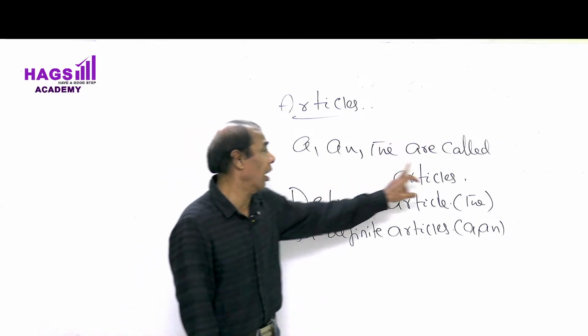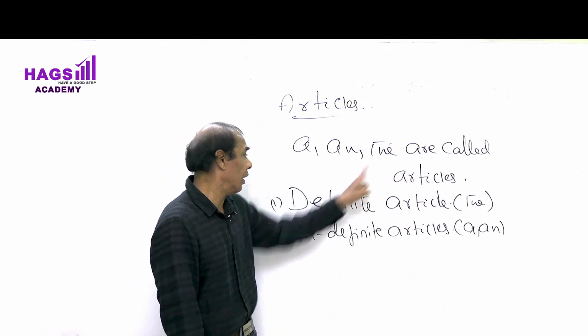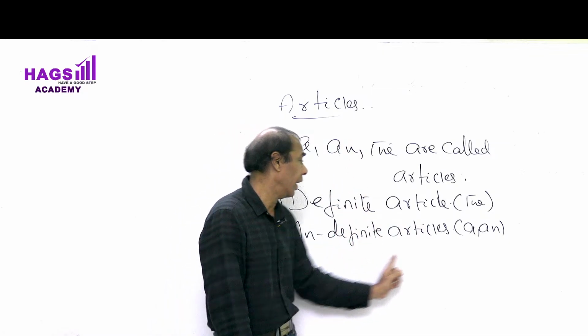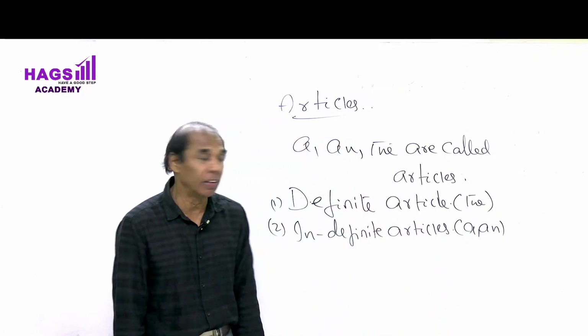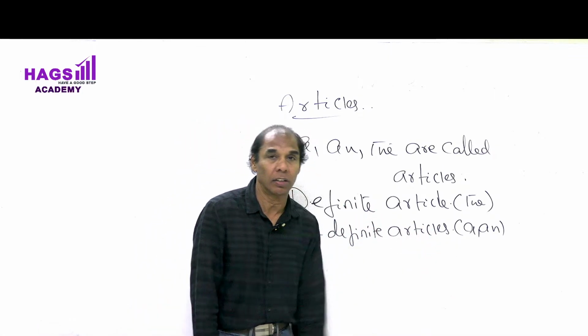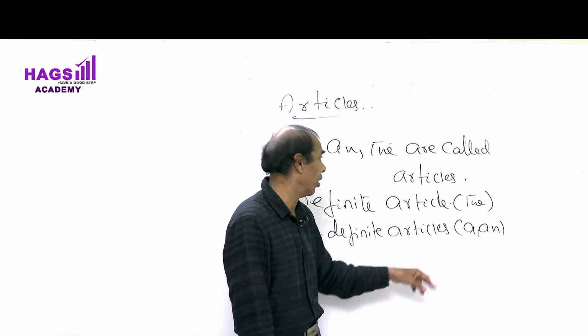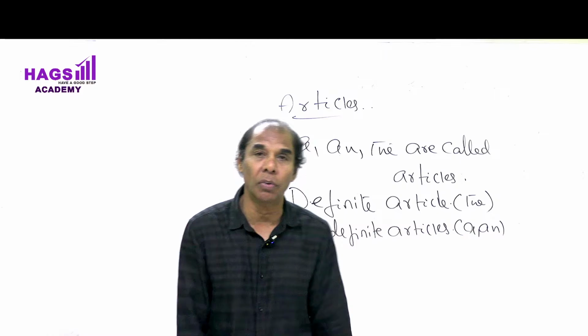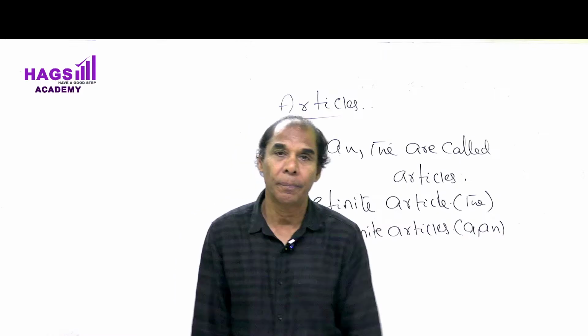A, an, and the are called articles. And the is called definite article, and a and an are called indefinite articles. It means articles are of 2 kinds: definite article and indefinite articles. The is called definite article. A and an are called indefinite articles. Any doubt? Now look at the board.